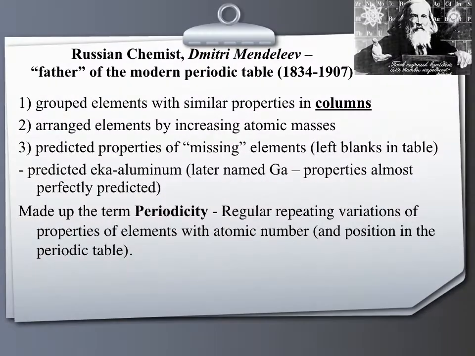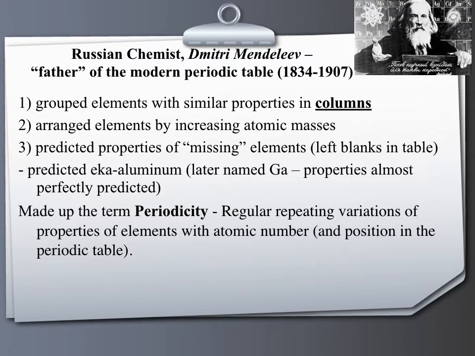Here's the game changer. The father of the modern periodic table, Dmitri Mendeleev, lived from 1834 to 1907, and he was the first to group elements with similar properties in columns. And he arranged the elements by increasing atomic masses. And what makes him different is he predicted properties of missing elements, and he actually left blanks in his table.